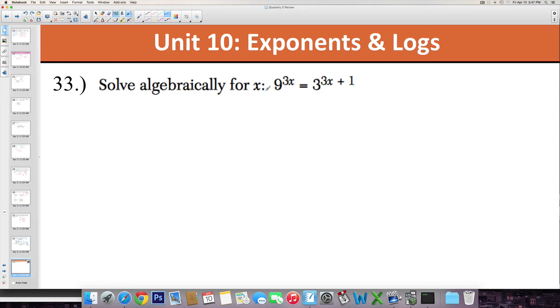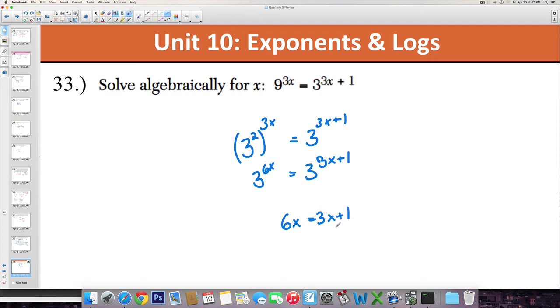Solve algebraically. So let's get these to be common bases. So between 9 and 3, hopefully you realize that your common base would be 3. So 3 squared, that still gives us 9, so we're still good. So 3 squared raised to the 3x equals, we don't need to change this one. So now we have 3 to the 6x equals 3 to the 3x plus 1. Now we can just set our exponents equal to one another. So 6x equals 3x plus 1. 3x equals 1. X equals 1/3.